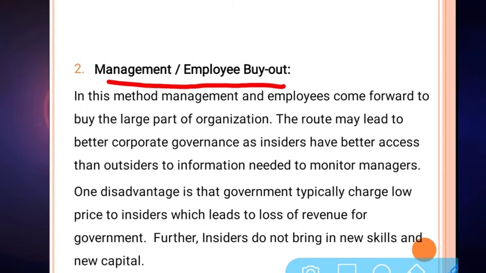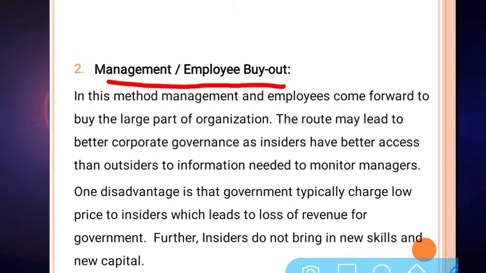But still the method has a disadvantage that generally when the government wants to sell to insiders, they charge a very low price, as they are giving it to insiders, their own employees, etc., and this will ultimately lead to loss of revenue for the government. And sometimes if the insiders do not have the skills, it also leads to failure of such privatization, and selling to insiders does not bring any new skill and capital into the organization.